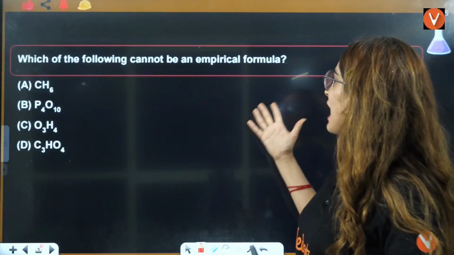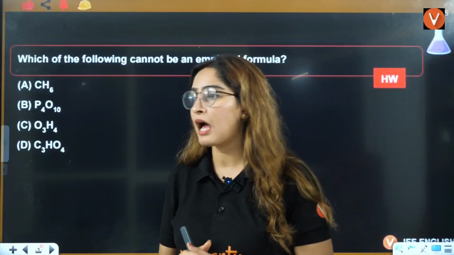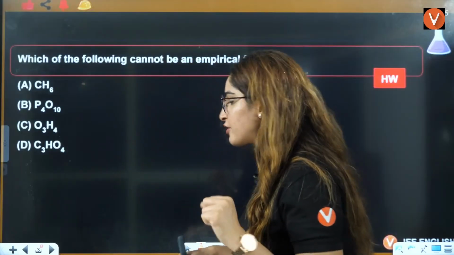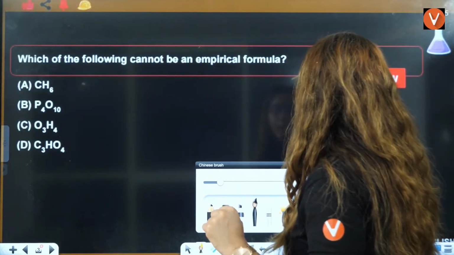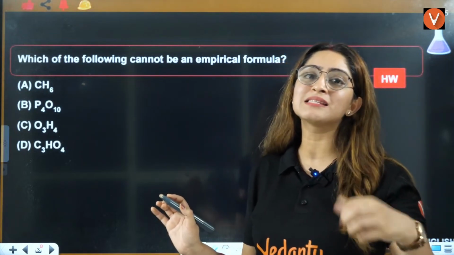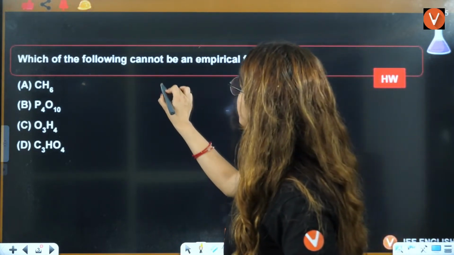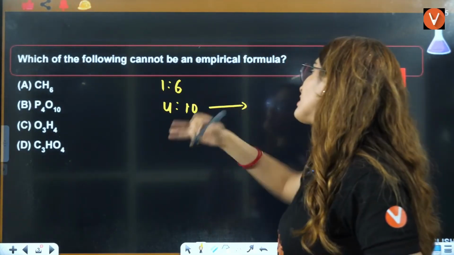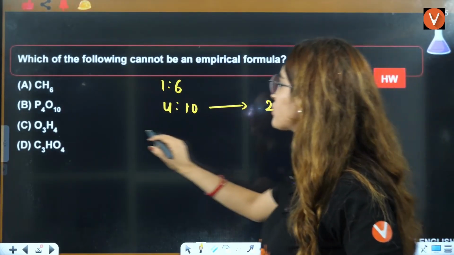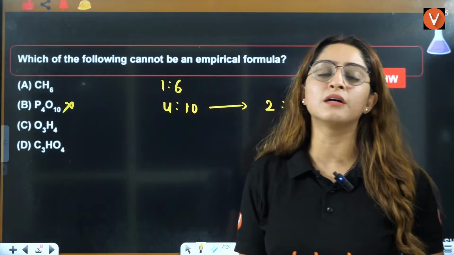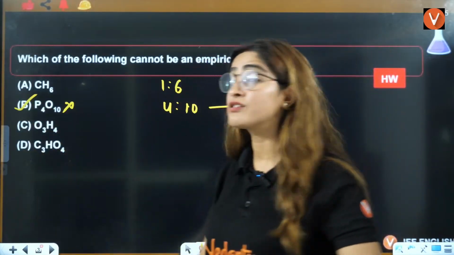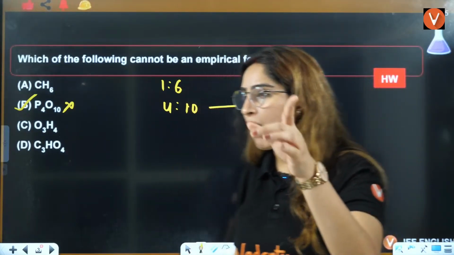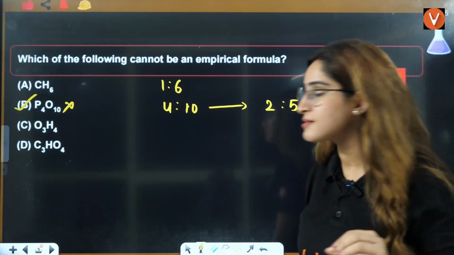Which of the following cannot be an empirical formula? Empirical formula must be in simple whole number ratio. So this is 1:6. This is 4:10, which can further be converted to 2:5. So definitely this cannot be the empirical formula, because it can be further divided by 2. It is not in the simplest whole number ratio. So B is the correct answer here.